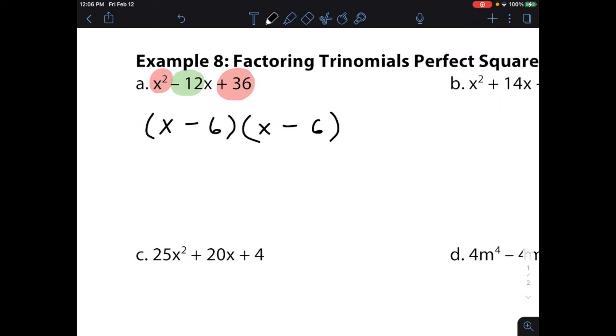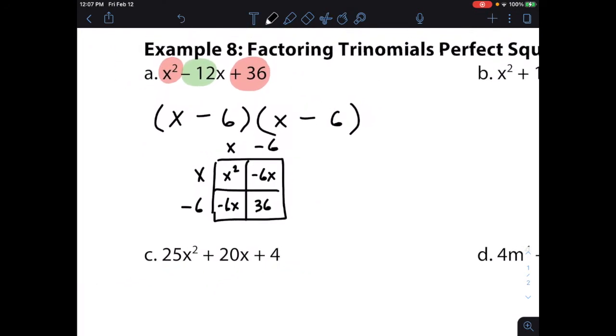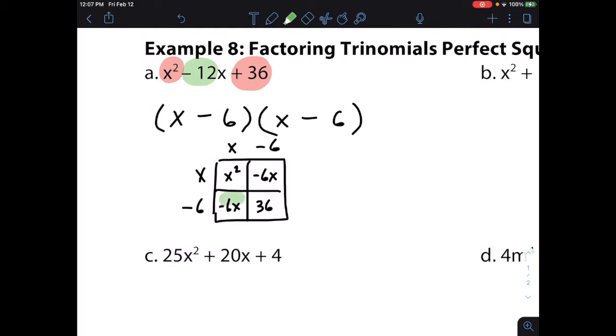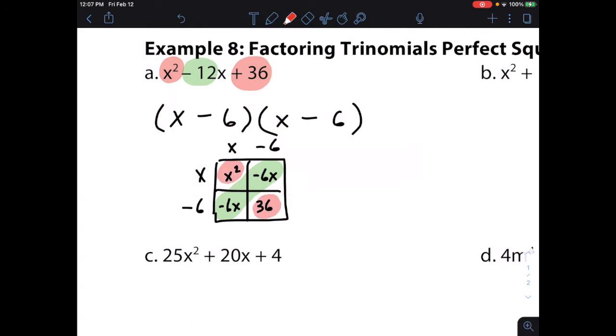And you can verify that your answer is correct simply by distributing. Actually, let's use the little box method, and we're going to do it real small here. So we have x minus 6, x minus 6. This will help you see what's going on too. With the first box, we have x squared. With the box below that, negative 6x. The one in the upper right-hand corner, negative 6x, and then the one in the lower right-hand corner is positive 36. So you can see that we've got the negative 12 by adding these two together, and then the first and last terms are perfect squares, x squared and 36.